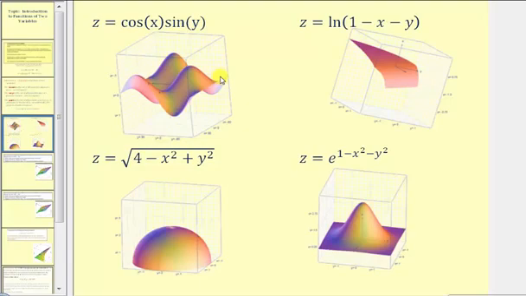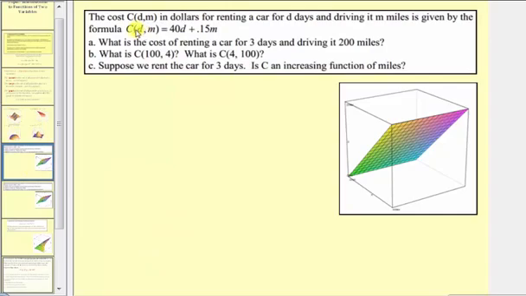Let's look at some applications of functions of two variables. Here we're given the cost C of d comma m in dollars for renting a car for d days and driving it m miles is given by the formula C of d comma m equals 40d plus 0.15m. So d is the number of days and m is the number of miles.